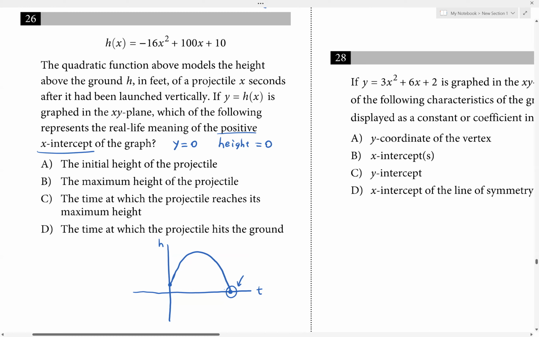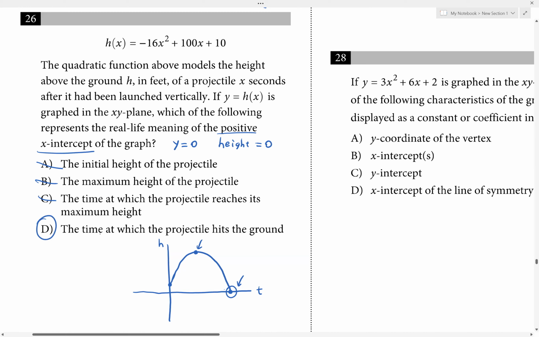Okay, A says the initial height. No, that won't be it. Initial height is actually the y-intercept, so that's the 10. The maximum height will be the vertex, that will be this point. So if they asked what the vertex represents, that's the maximum height. So not B. C says the time at which the projectile reaches maximum height, then that would be the x value of the vertex. And so again, not it.